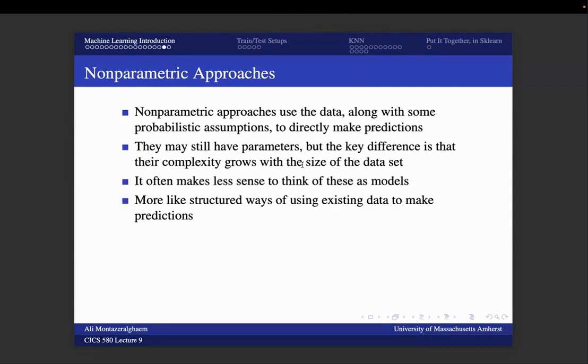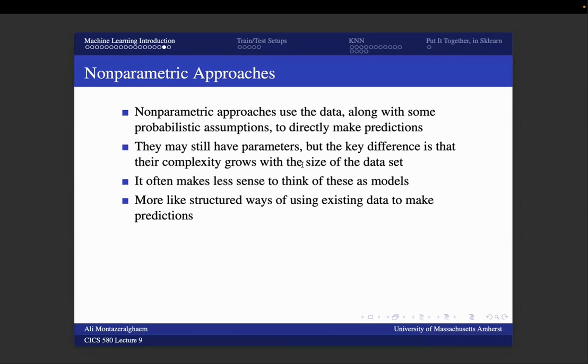We have another category, which is the non-parametric approach. In the non-parametric approach, we just use the data, and we have some probabilistic assumption, and then we directly make the predictions, which means that we are not learning the parameters. We just have some assumption, and by getting the data, we can make the prediction.